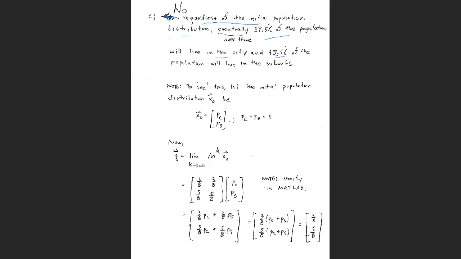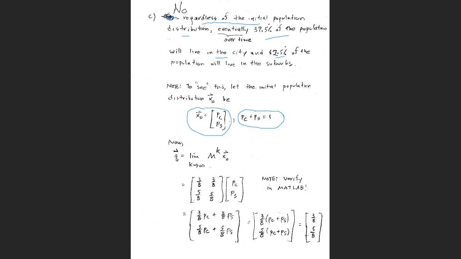So to see this, I have a little way for you to sort of see this. You could define your initial distribution vector to be just P_C, P_S, the probability of living in the city and the probability of living in the suburbs, and the only requirement is that those probabilities add up to 1. So for instance, you could have P sub C being 0.99, and P sub S being 0.01. You could have anything you want.